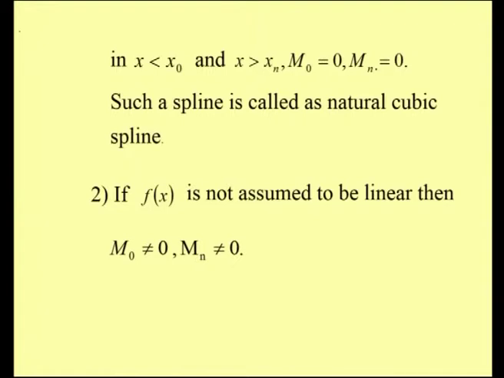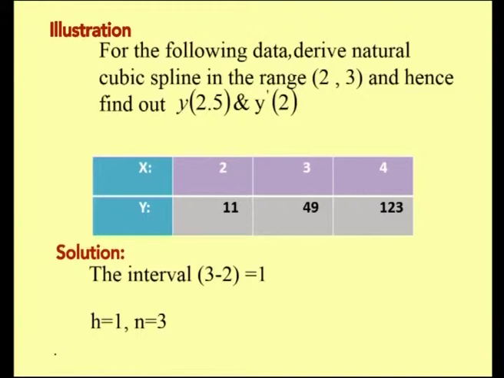So, such a spline equation where the initial conditions m naught and mn are 0 is called a natural cubic spline. Now, all these conditions are required to derive a cubic spline interpolation. If S of x is not assumed to be linear, then m naught is not equal to 0 and mn is not equal to 0. Let us see how this problem is worked out, and at the same time we are also finding the natural spline equation and finding the cubic spline equation.